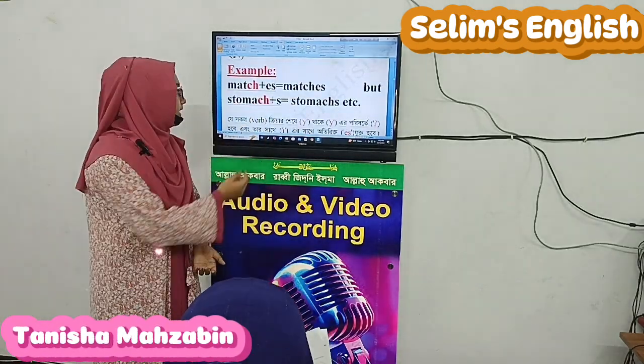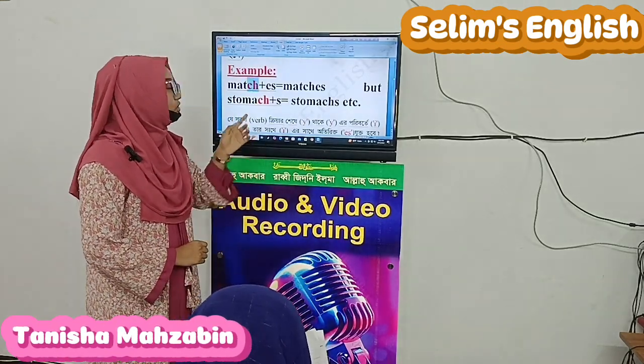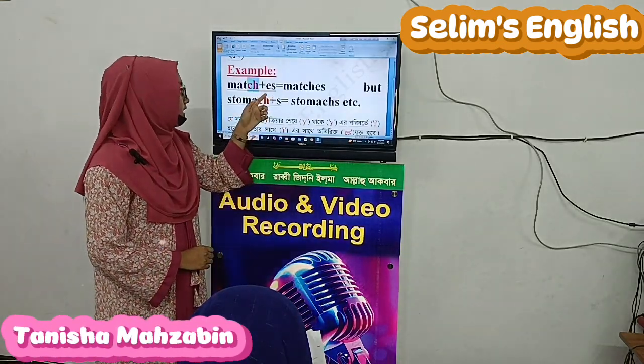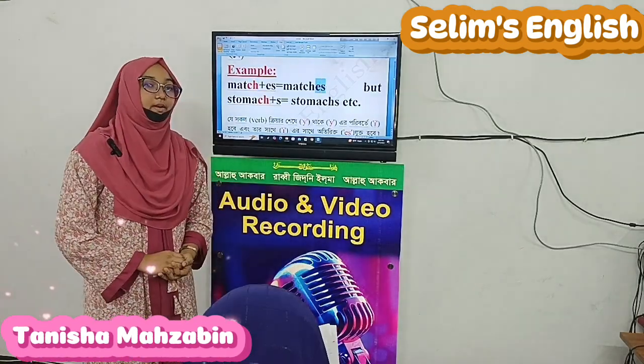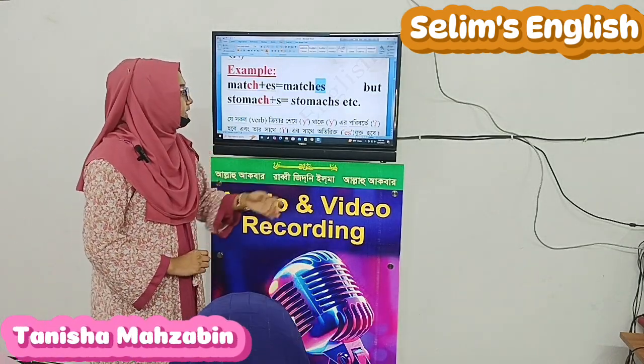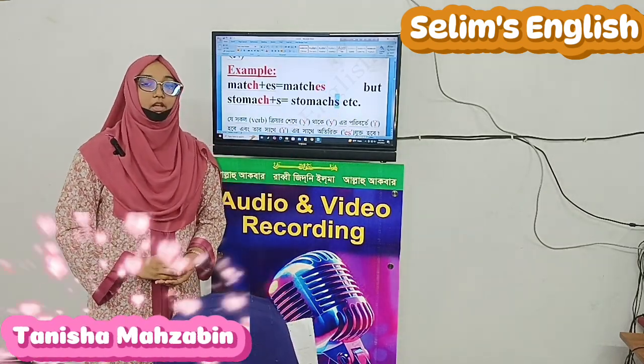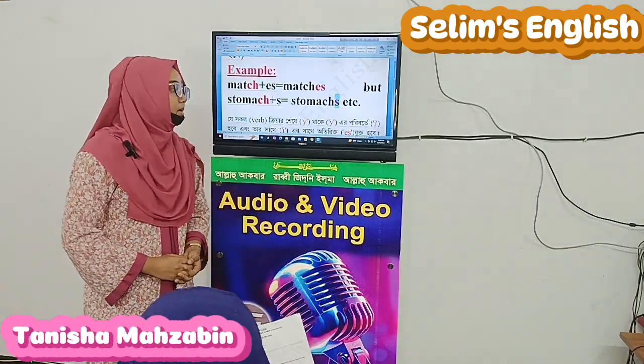Here is also an example: the last letters are ch, and the pronunciation is cho. That's why I have to add es after the verb to create the present indefinite form. And stomach ends in a k sound, so I have to add just s. So there are many kinds of examples in English grammar. You can add any kind of example for your better understanding.